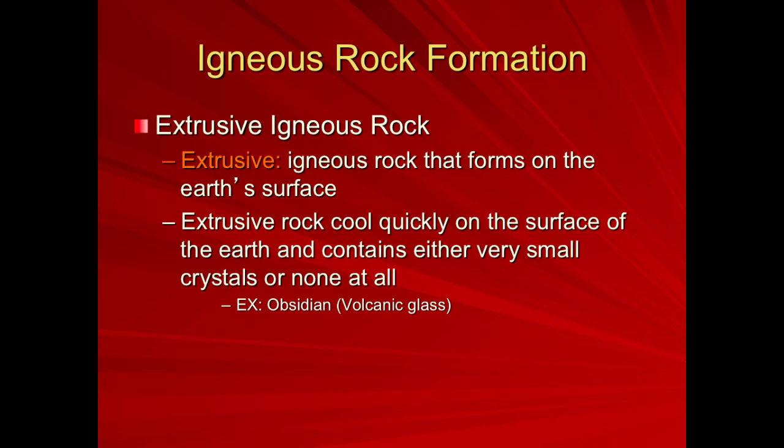With obsidian, what happens is when the lava from a volcano on the Earth's surface, hence why it's extrusive, hits the ocean water, it cools so quickly that it looks like glass, meaning there are no crystals in it. So it is an extrusive igneous rock.